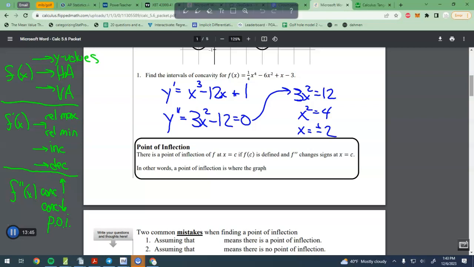Can I erase this? You can go ahead and set it up and try it. Same as yesterday. You go negative infinity to negative 2, negative 2 to 2, 2 to infinity. If we're looking for concavity, what level do we plug into? Second derivative.